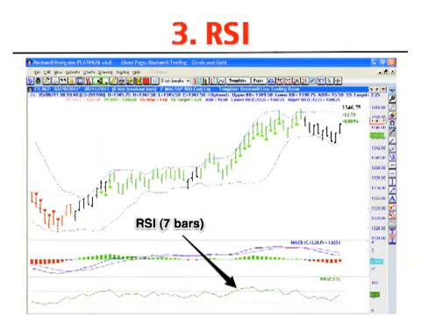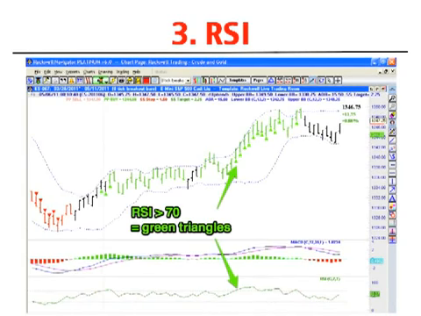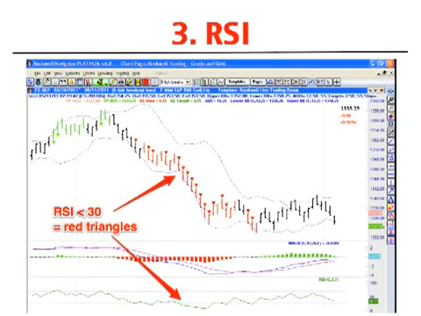In addition to these two indicators, I like to use the RSI for confirmation. The RSI is the Relative Strength Index, and I use a setting of 7 bars for this indicator. The RSI is measuring the relative strength of a trend. And here's how I use it. In a strong uptrend, you will see that the RSI moves above 70 and stays there for a while. And that's when I'm plotting the green triangles under the bars. And in a downtrend, the RSI will move below 30 and stay there for a while. And that's when I plot the red triangles on the chart.